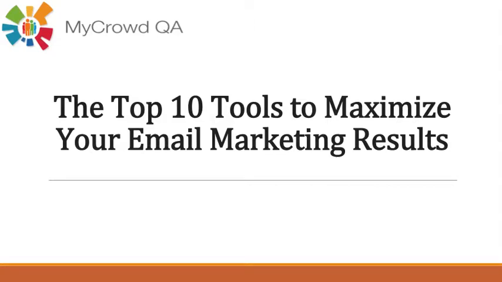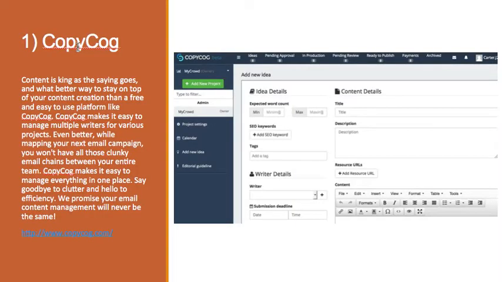All right, we've got 10 great tools that can really maximize your email marketing results, and we're going to jump right into it. First tool on our list is Copycog. Copycog is a great way to organize your content creation.